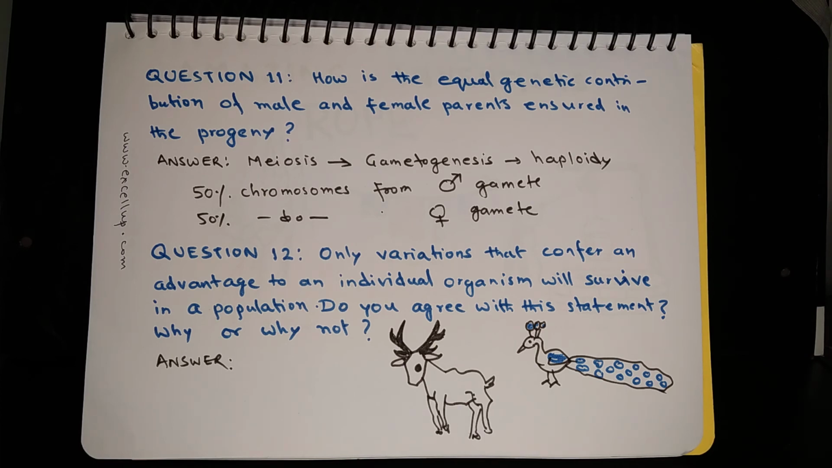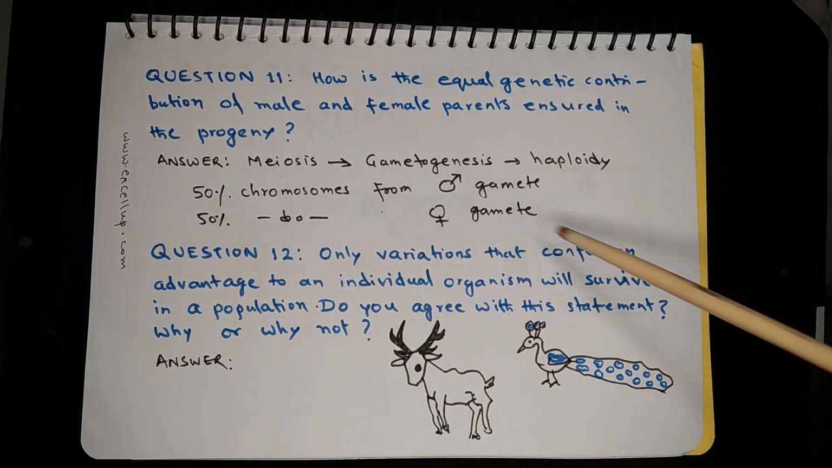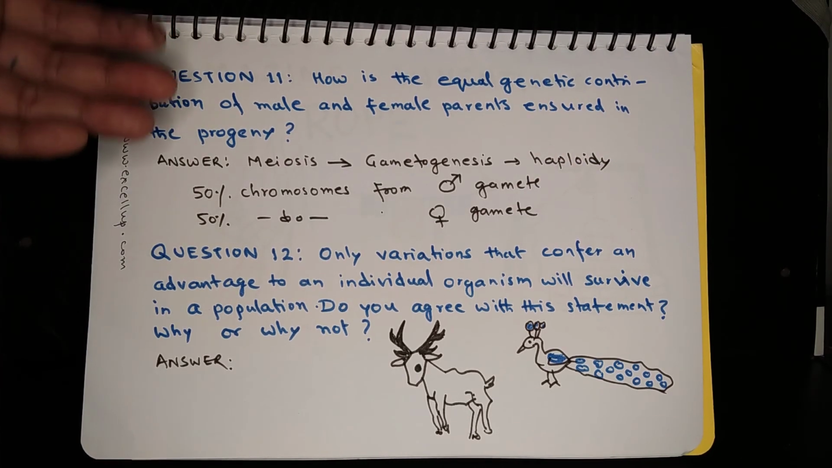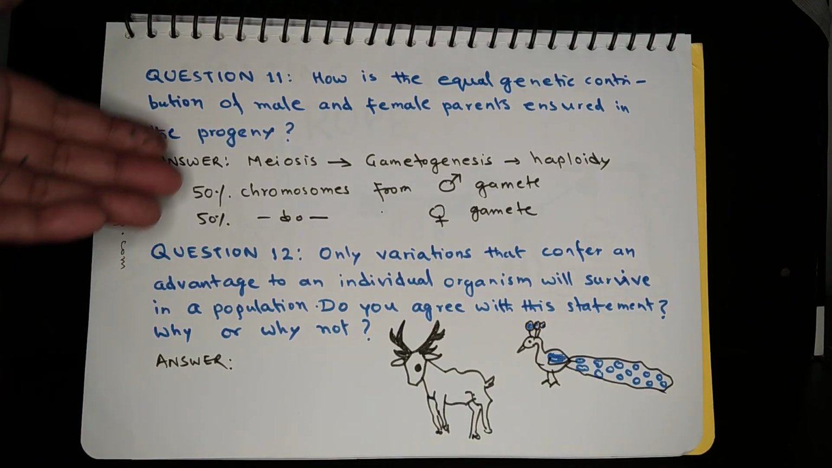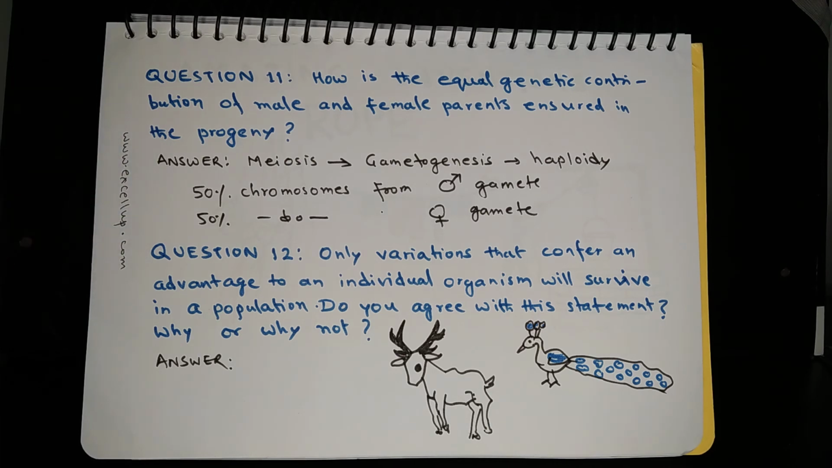So when the zygote is formed after fertilization, then 50% of the chromosomes come from the male gamete, and 50% of the chromosomes come from the female gamete. So the offspring has half the chromosomes from the father and half the chromosomes from the mother. So this shows that there is equal genetic contribution of male and female parents in case of sexual reproduction, and that is how it is ensured.